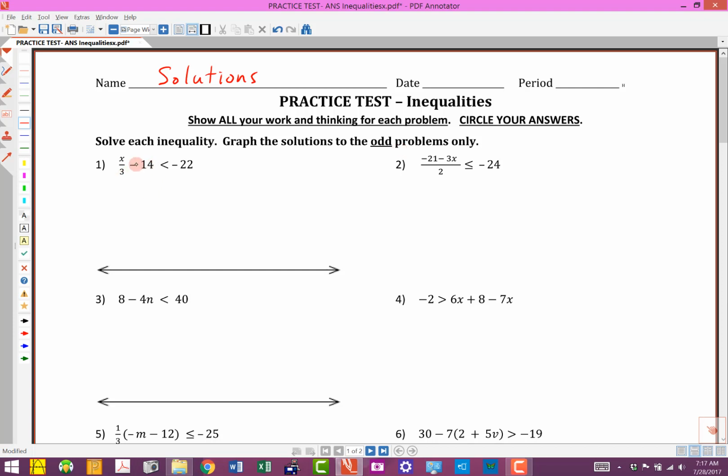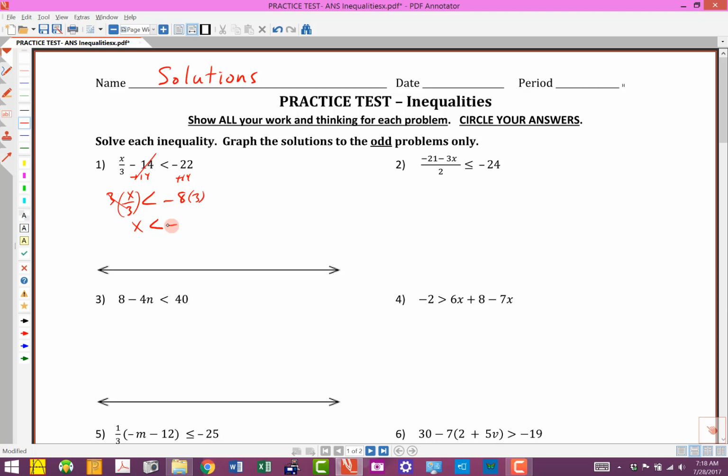Let's solve this first one. First thing we're going to do is add 14 to both sides to isolate that variable term there. So we end up with x over 3. Now we're adding, so that doesn't change the direction of the inequality, so that's going to stay a less than, and then when we add 14 we're going to end up with negative 8, and then we're going to multiply both sides by 3 to get rid of dividing by 3. So those are going to cancel and we end up with x. We're multiplying by a positive 3, so that doesn't change the direction.